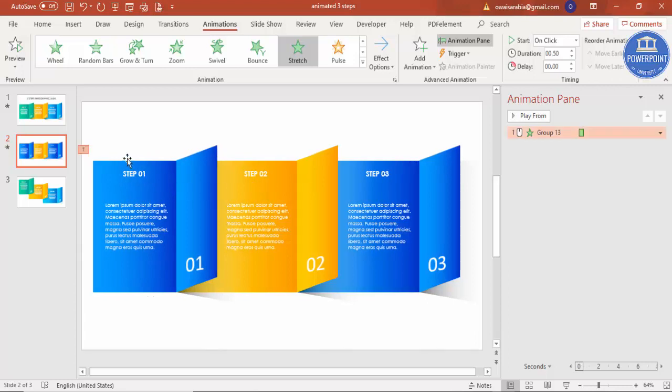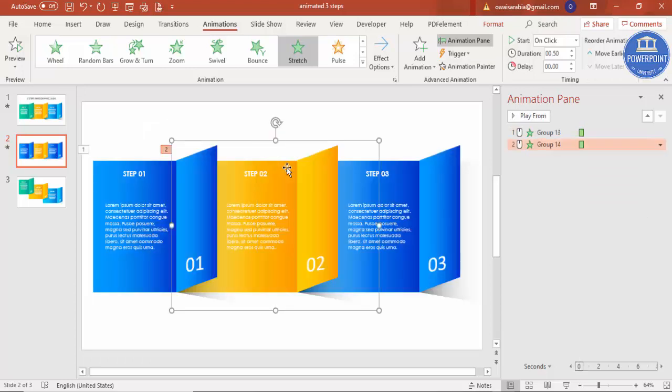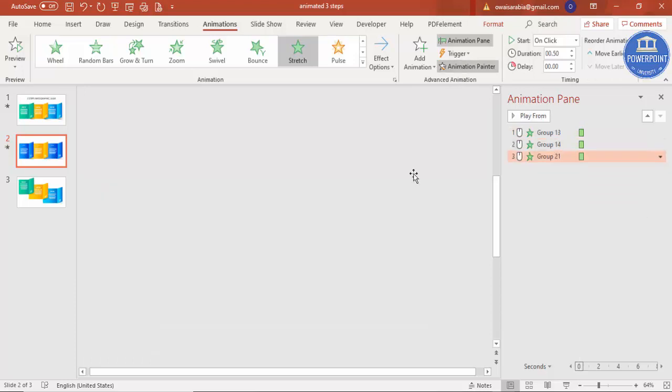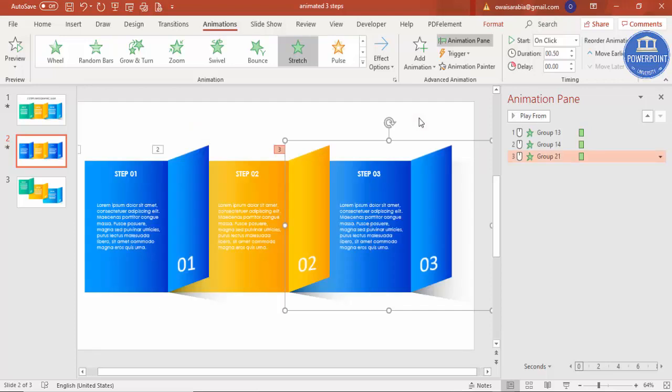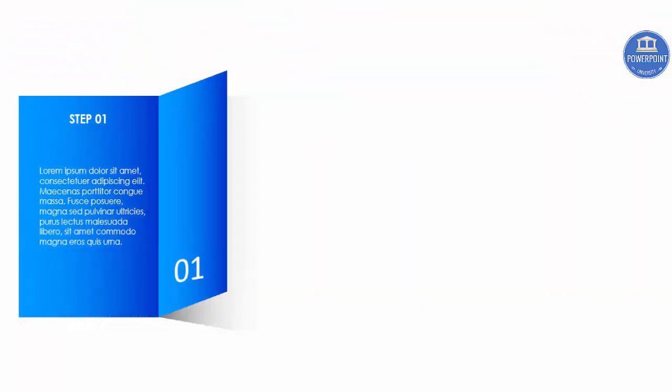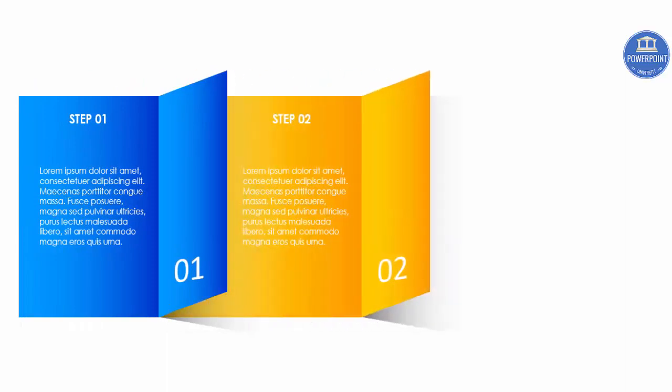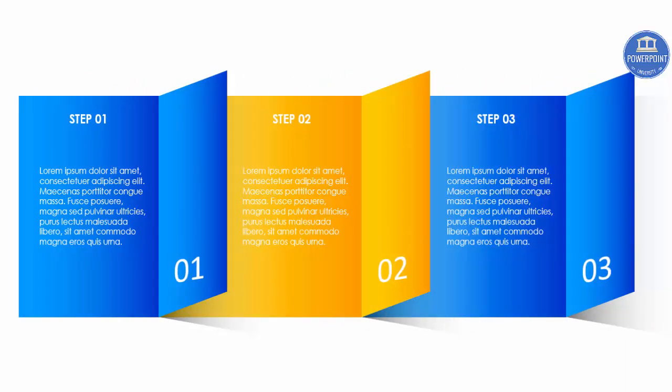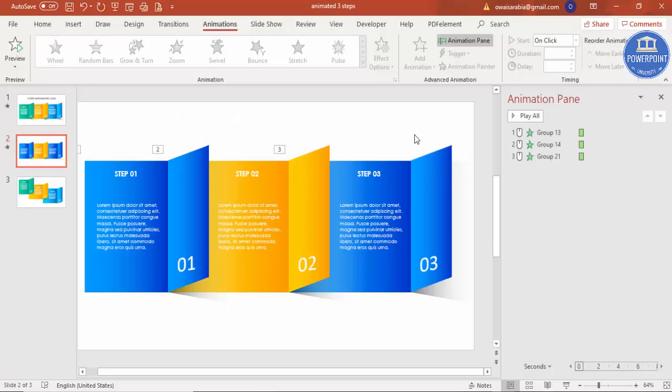Then using the animation painter, I'm going to put for the second one, and then again using the animation painter, I'll just select the third one. So you can see here our animation is done. So if I just play the step 1, step 2, and step 3, so it's very simple and powerful slide for your daily presentations.